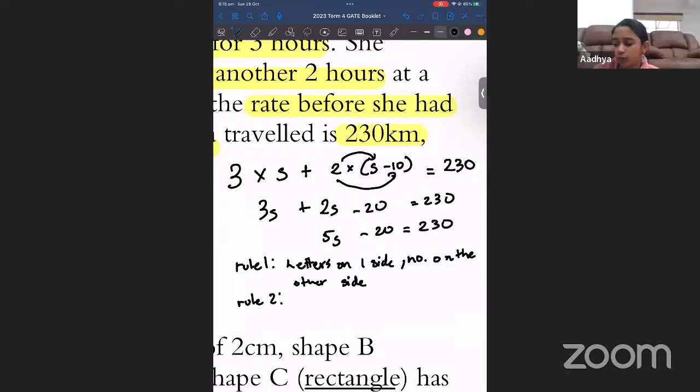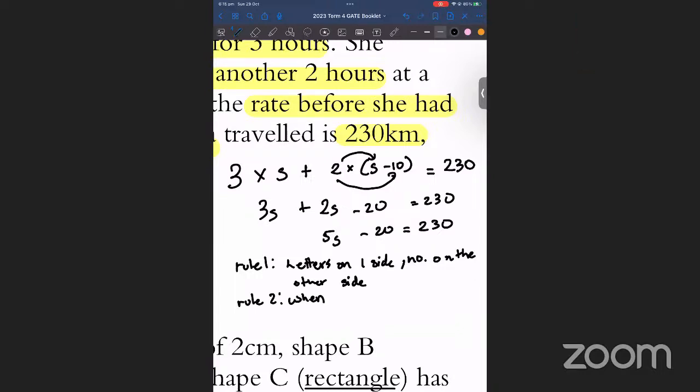Why do you use the rule? To solve algebra questions.